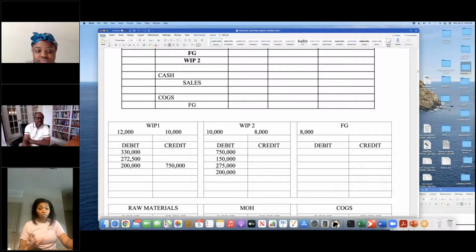Correct. You're going to add the 2 costs, labor and overhead. Now you could have 4 or 5 raw materials. You can have more, but typically it's only one labor, one overhead.